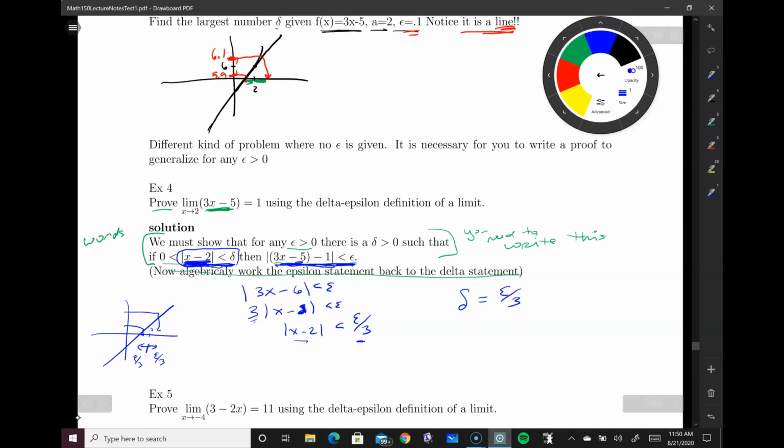Think about it. Couldn't I choose something smaller? Couldn't I choose epsilon over 10 in either direction? Yep, I could. If I chose epsilon over 10, something smaller than epsilon over 3, then for sure I end up in my epsilon range. So for that reason, I'm going to add to this and say not only can delta equal epsilon over 3, I can make it anything smaller than or equal to epsilon over 3.